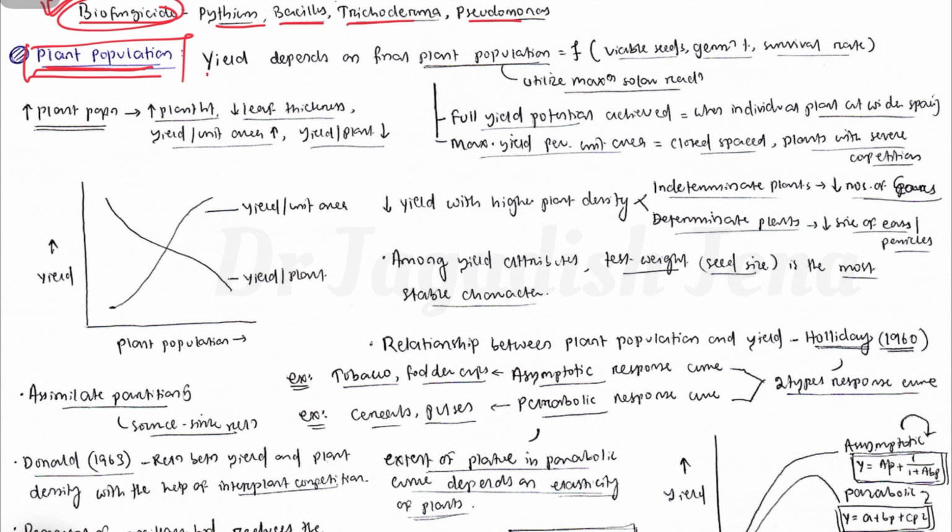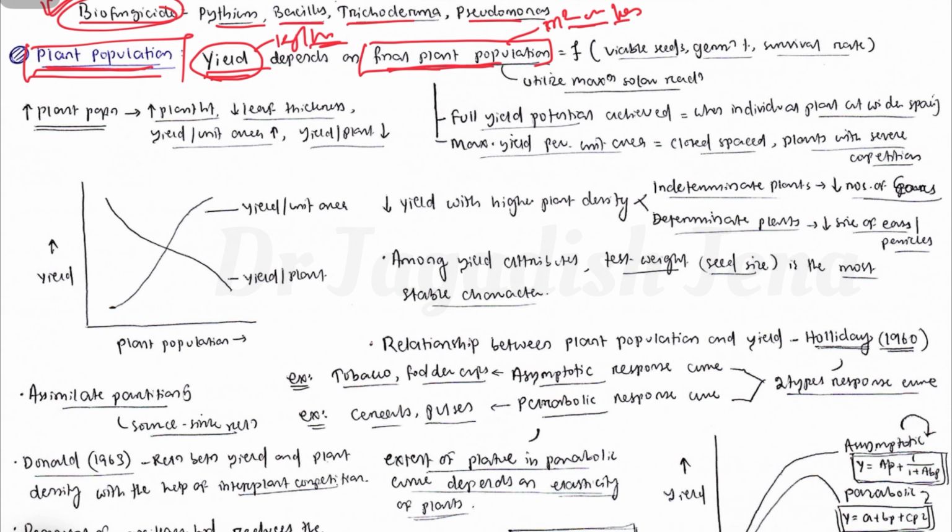So yield of any crop, yield means what? It is expressed as the economic output in kg per hectare. Okay. So yield is basically the economic output in kg per hectare. So yield of any crop depends on the final plant population. So what does plant population mean? How many plants are there in 1 meter square or in 1 hectare? So plant population means how many plants are there in a unit area, or in 1 hectare. So that is called plant population, and yield ultimately depends on the final plant population.